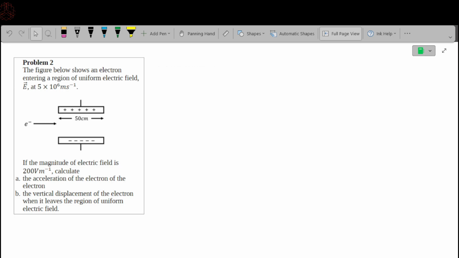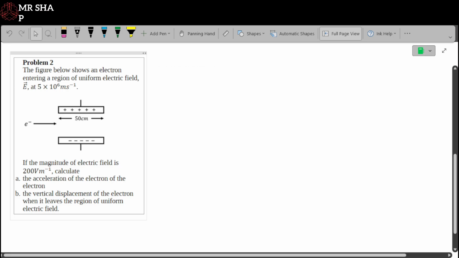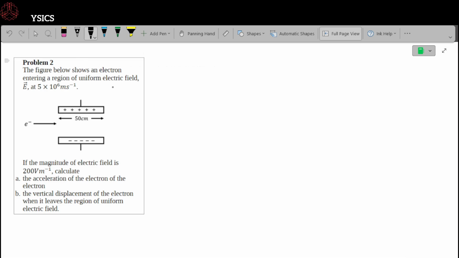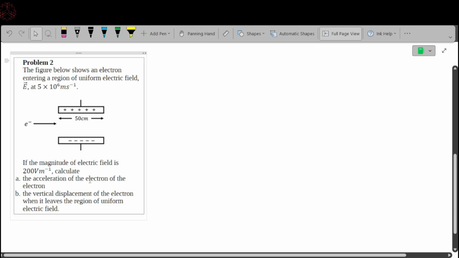Okay, so moving on to question 2. Let's look at this question. The figure below shows an electron entering a region of uniform electric field at 5 times 10 power of 6 meters per second. If the magnitude of the electric field is 200 volts per meter, calculate the acceleration of the electron and the vertical displacement of the electron when it leaves the region of uniform electric field.